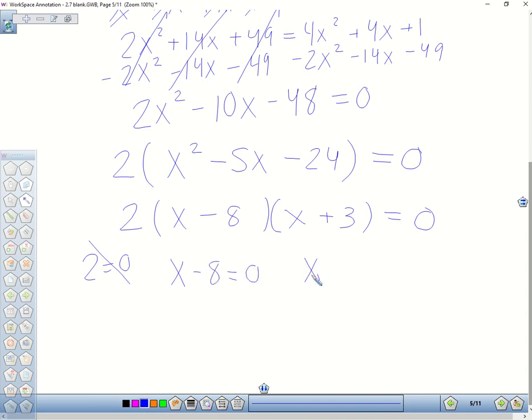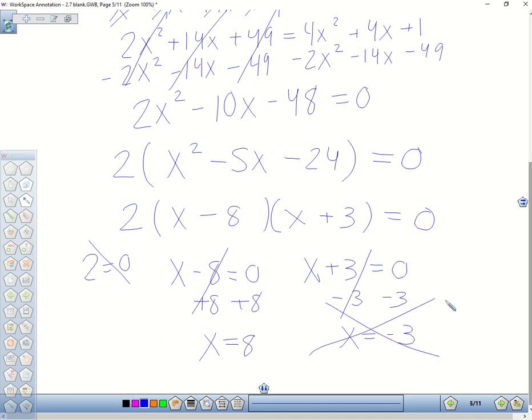We set these equal to 0. This is the zero product property. We talked about that. We add 8 to both sides, and we get x equals 8. And over here we get x equals -3. These are my two possible solutions. Now, which one of these am I going to reject? Good, because measurements can't be negative when we're talking about dimensions of triangles.